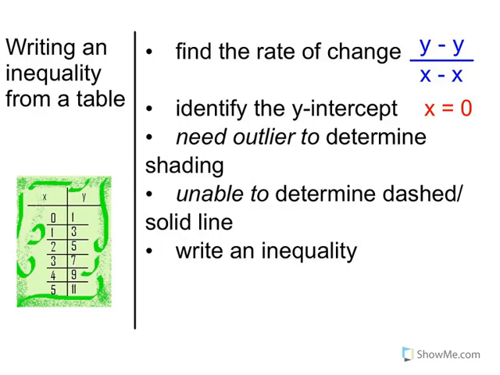When you're writing the inequality from a table, you're going to need to find the rate of change. So you'll need to find the change in y over change in x in the table. You'll need to identify the y-intercept, so that's when x is 0. And then you're going to need an outlier. So you're going to need to determine which point in the table does not belong. And so you'll look to see which one changes or disrupts your change in y over change in x. You're not going to be able to determine if the line is dashed or solid from a table. So we're just going to assume that since the values are in the table that it's a solid line. And then you'll write the inequality in slope-intercept form from that.